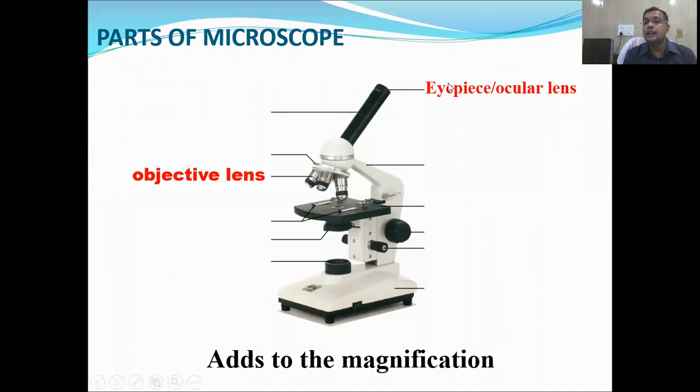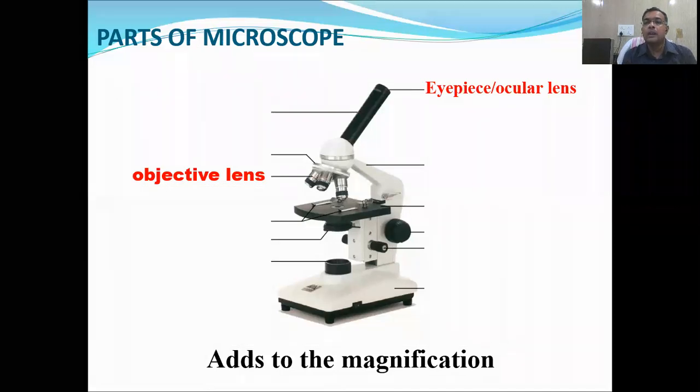And generally they are single, double or triple. So one eyepiece is known as a monocular microscope. If there are two eyepieces, then it is known as a binocular microscope. If there are three eyepieces, then that is known as a trinocular microscope.